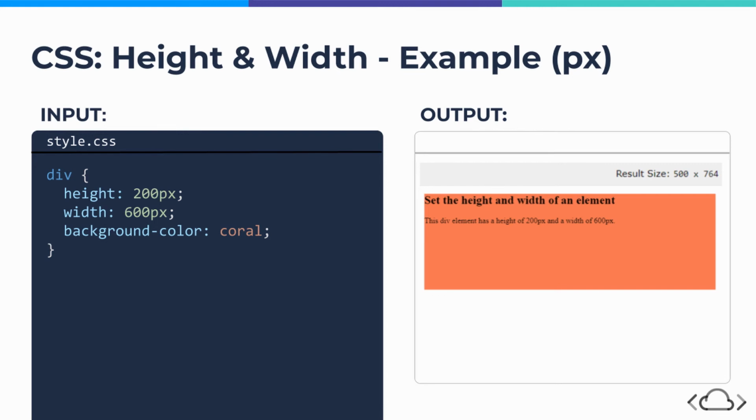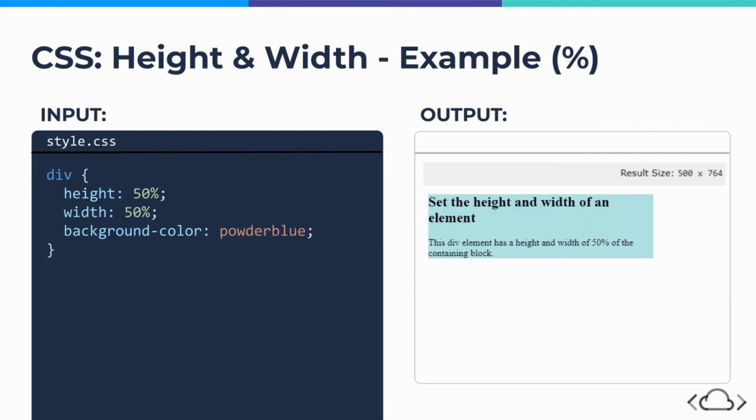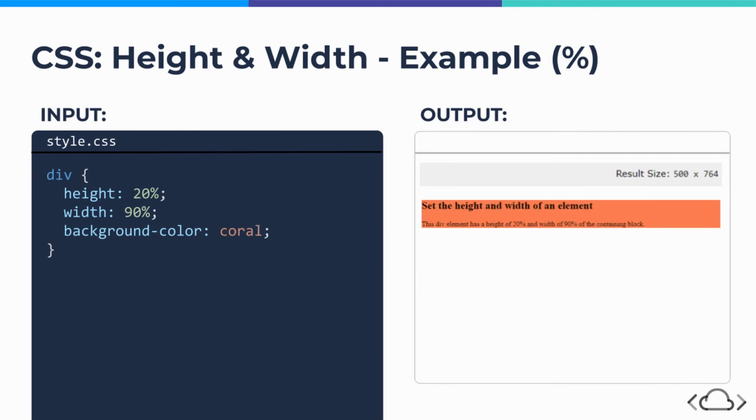Now let's look at percentages. Here we're changing the height and width down to 50% of the containing element. The div is contained in the body in this example, so it'll take 50% of the size of the body container. Let's try stretching it out again. We took 90% of the body container for our div and reduced the height down to 20% of the body container. Remember, percentages will take the size of the container containing the element we want to resize.